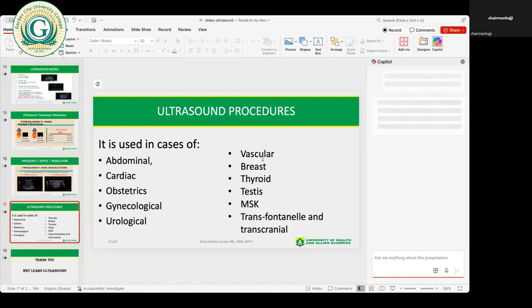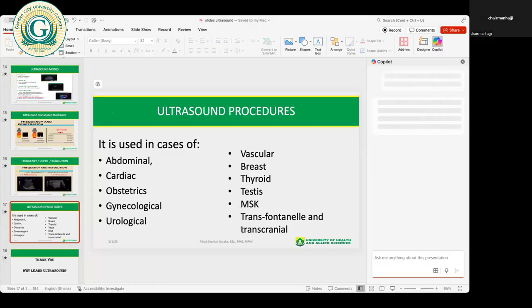Especially for the appendages, the lower and upper limbs, when there are thrombosis and clots in the blood vessels. We also do breast exams, which we emphasize mostly in October, the month of breast cancer awareness. And then we do some thyroid exams. We do it for testes as well. And also musculoskeletal, when you have lesions in your muscles, skin, and bones, we can actually use ultrasound to see some of them.